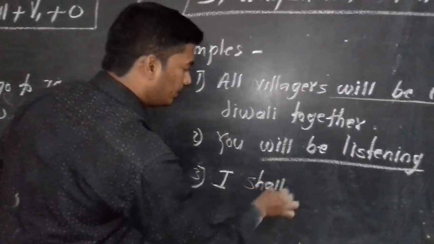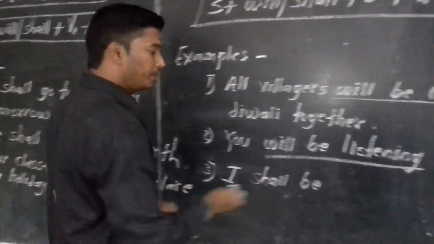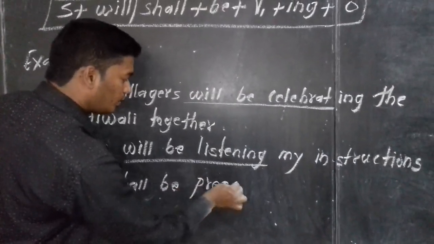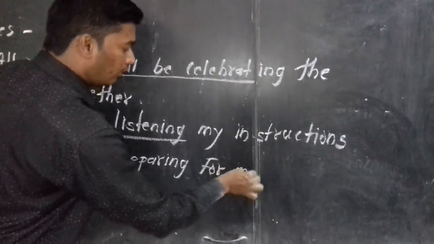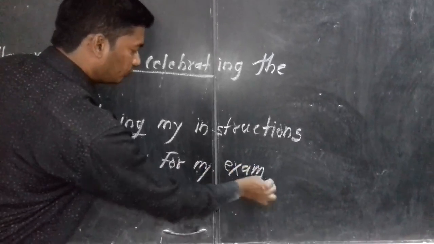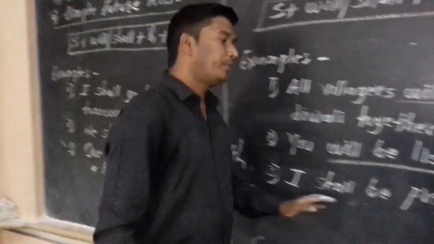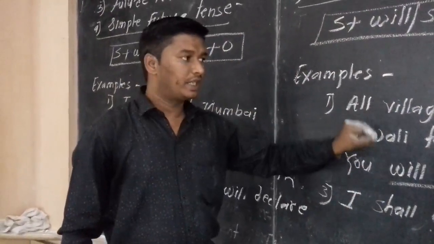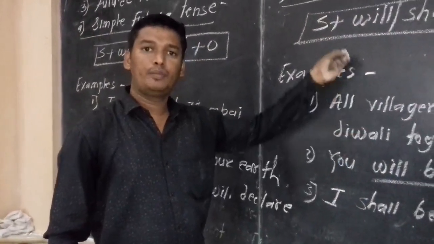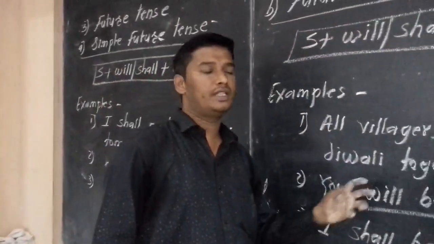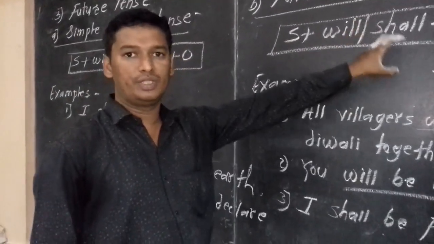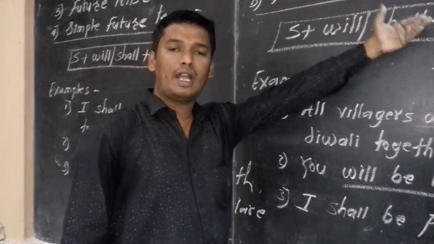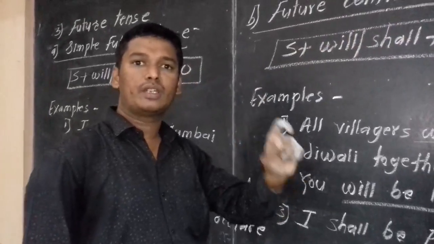I shall be preparing for my exam. These examples are of future continuous. If you put any sentence in this structure, then that would be an example of future continuous tense. Now, the third kind of tense, that is future perfect tense.